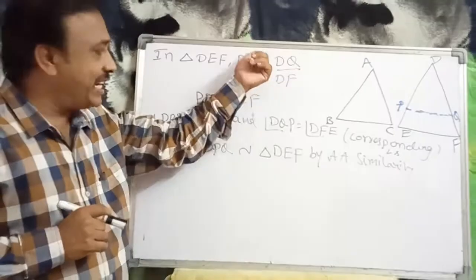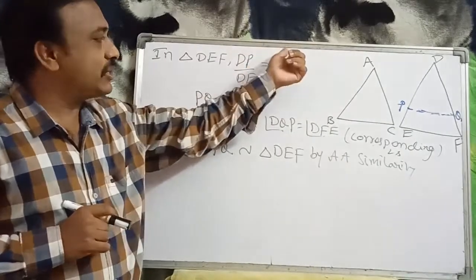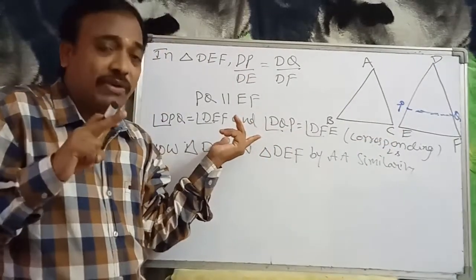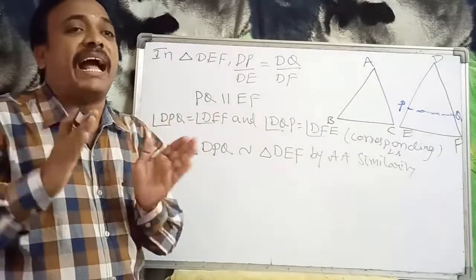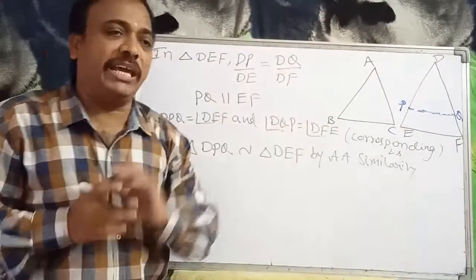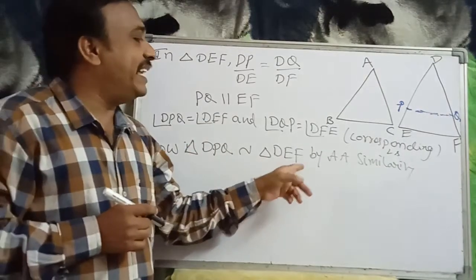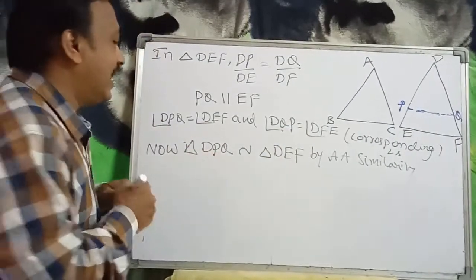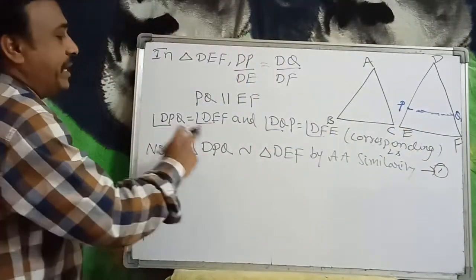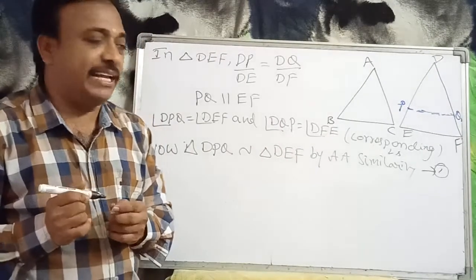In both the triangles, the sides are in proportion. DP by DE is equal to DQ by DF. And two angles are equal, which means the third angle, by the angle sum property, D, is common in both, that is also equal. So triangle DPQ is similar to triangle DEF. Let this be equation 1: triangle DPQ is similar to triangle DEF by AA similarity.